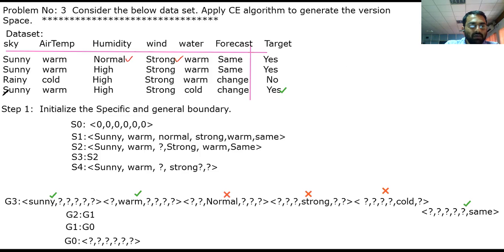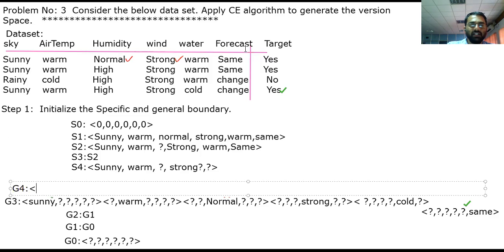Now we have to apply this instance x4 to the first one. Let us check whether it is consistent or not. Like that we need to repeat. It is very easy, as I explained in the last class, last videos and all. So when you apply x4, my boundary has updated to g4.